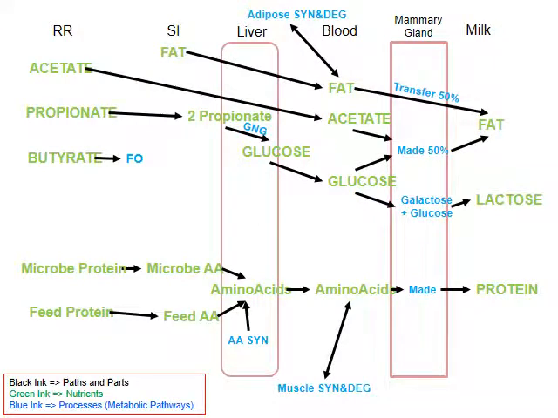This is a more schematic one I've developed for this year. Again, black is our pathways, green is our nutrients, and blue ink is processes in some way, shape, or form. So we've got our end products of digestion and fermentation. Acetate's going to be absorbed; propionate and butyrate are going to be mostly burned by the walls of the digestive tract.